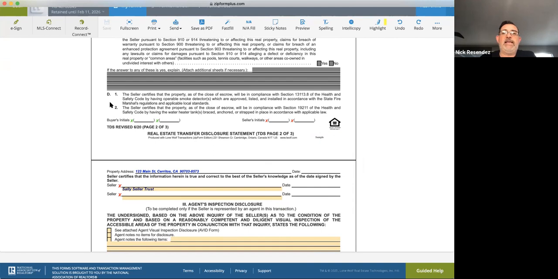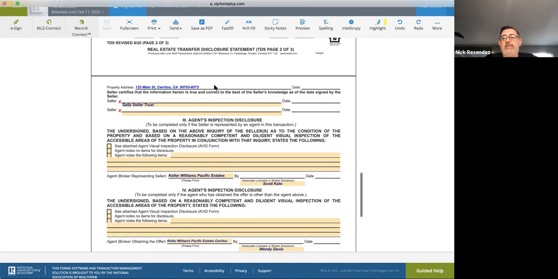The first one says that we will have operable smoke detectors, which are approved by the state fire marshal. And then the second one says that we'll be in compliance with water heater to make sure it's braced, anchored, or strapped to resist falling during an earthquake. So these are actual representations because these are government mandated requirements. Okay, that's why there's no check boxes to say yes or no. It's a seller giving a certification.